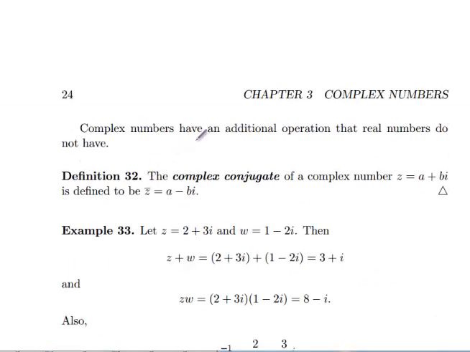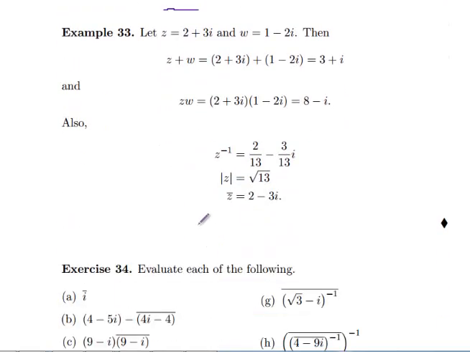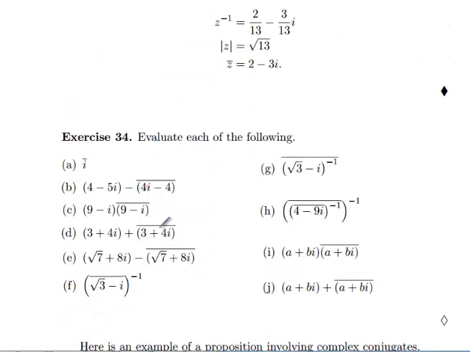There's an additional operation that complex numbers have that reals don't, the complex conjugate. The complex conjugate of the number a plus bi is the number a minus bi. And there are some examples here, and you're asked to evaluate complex conjugates. Here, all you do is use all the definitions that you've used before. You have the definition of inverse. You have the definition of complex conjugate. Use those definitions to evaluate these expressions, and I recommend you evaluate them step by step.